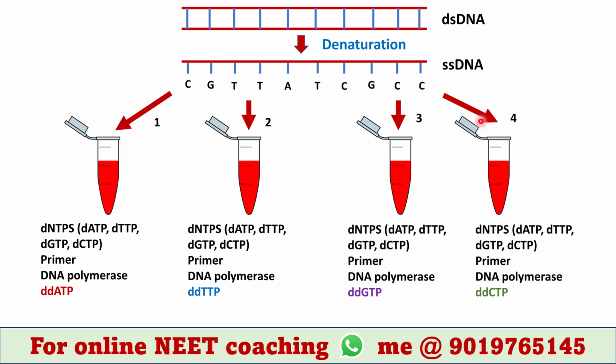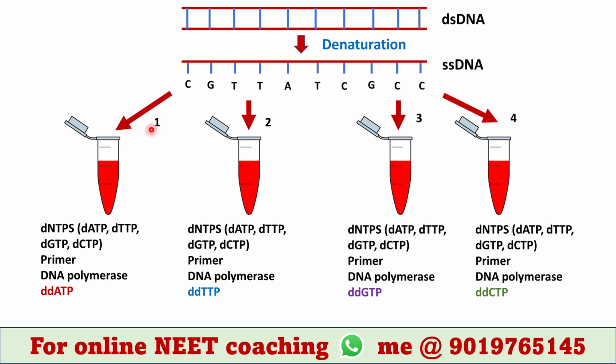Along with the single-stranded DNA, each tube contains deoxynucleotide triphosphates or dNTPs like dATP, dTTP, dGTP and dCTP, a primer, DNA polymerase and dideoxynucleotide triphosphate or ddNTP. Now, ddNTPs are added in a very low concentration.